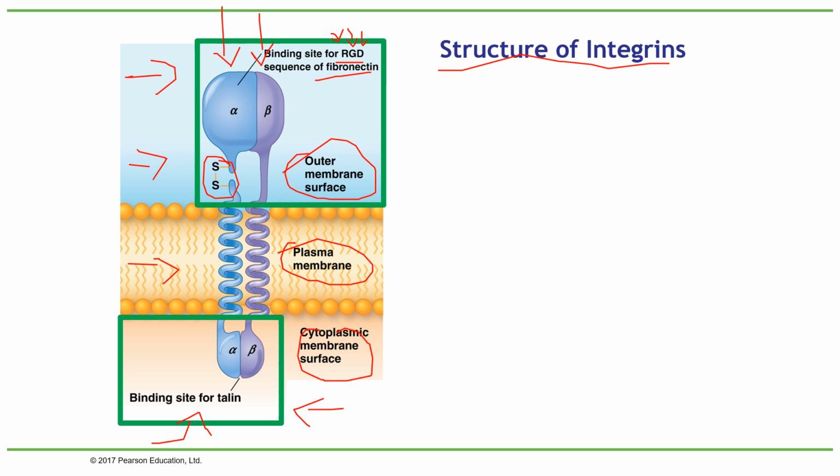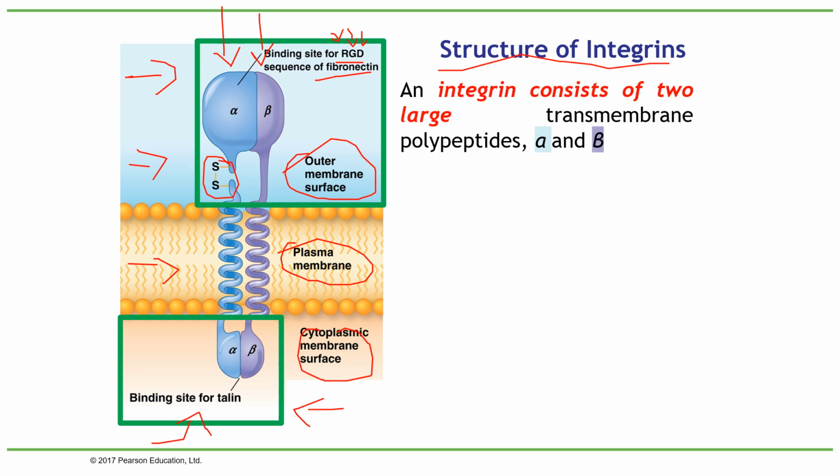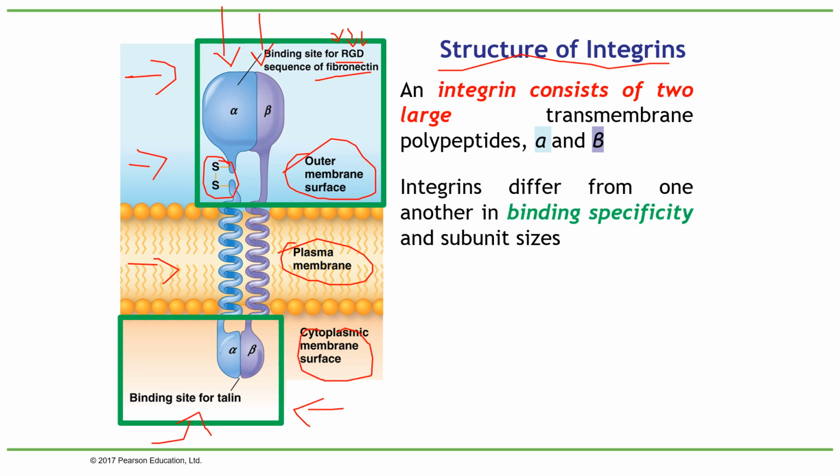Beta changed a lot during evolution, and this is why you have different types of integrins. When we talk about the structure of the integrins, I told you that the integrin contains two large transmembrane polypeptides, the alpha and the beta, one in blue and the other in purple in this schematic. I told you that the integrins have different binding sites depending on the subunits.